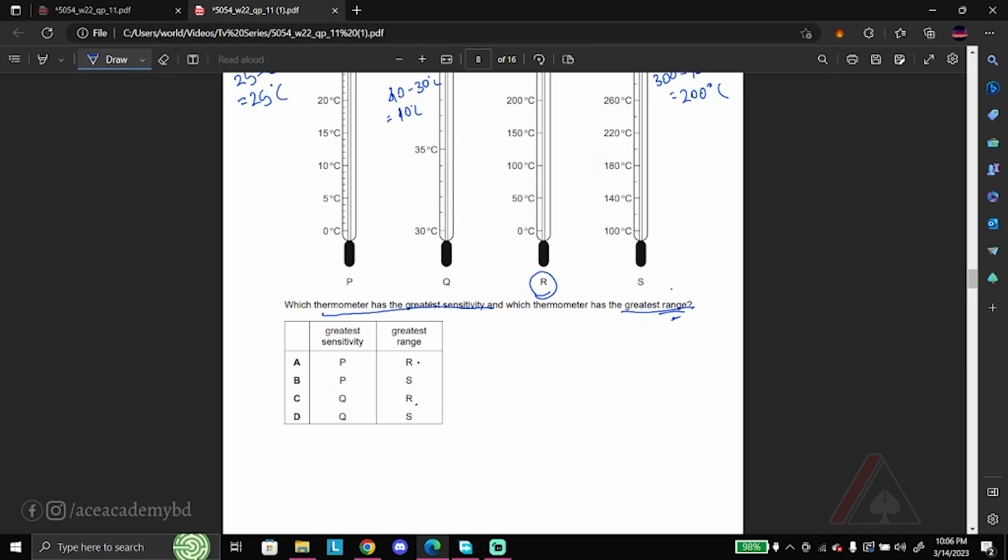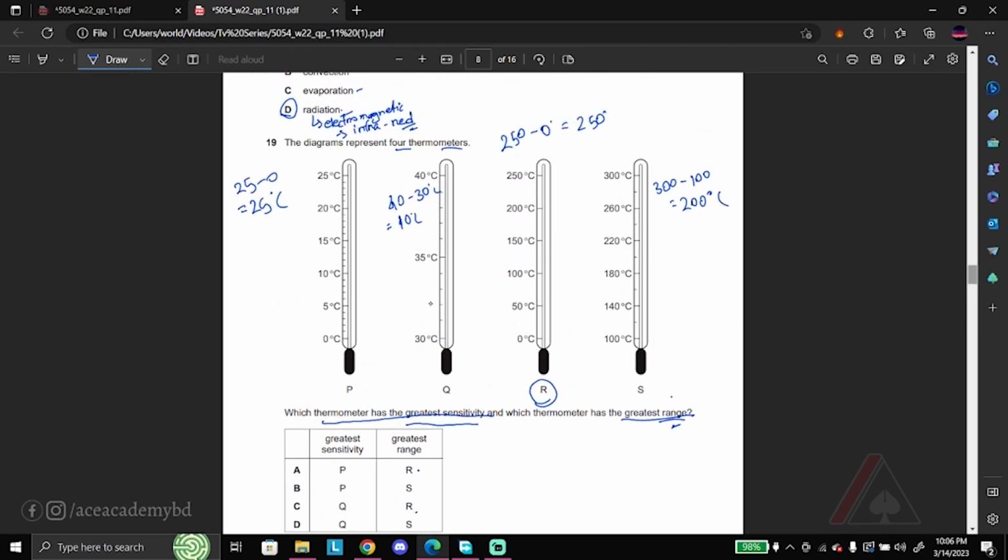Then let's find out the greatest sensitivity. So sensitivity is basically the measure of this. So the higher the sensitivity of a thermometer, the higher will be the change in the volume or the level of the liquid for a small change in temperature.